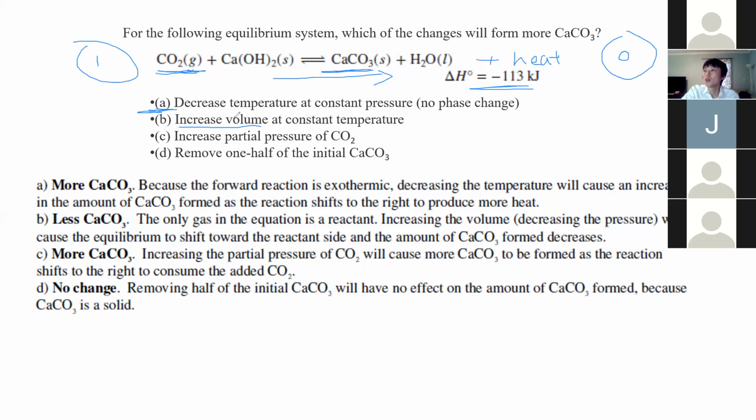So when increasing the volume, the reaction will shift to the side that has a higher total coefficient for the gas phase molecules. That means the reaction for B will shift to the left, because on the left-hand side we have 1, which is higher than 0. On the other hand, if we decrease the volume, the reaction will shift to the right. So in this case, when the reaction shifts to the left, we need to consume some of the calcium carbonate, so the amount will decrease.